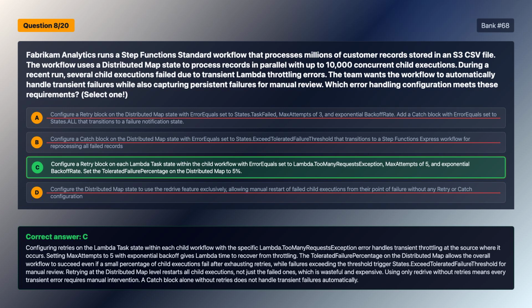The tolerated failure percentage on the distributed map allows the overall workflow to succeed even if a small percentage of child executions fail after exhausting retries, while failures exceeding the threshold trigger States.ExceedToleratedFailureThreshold for manual review.